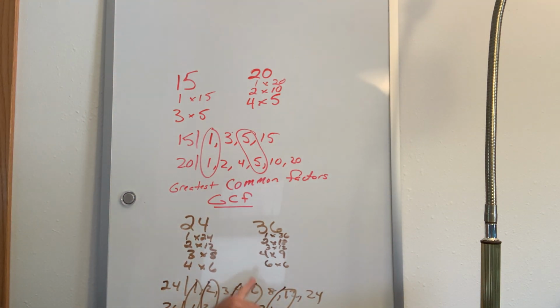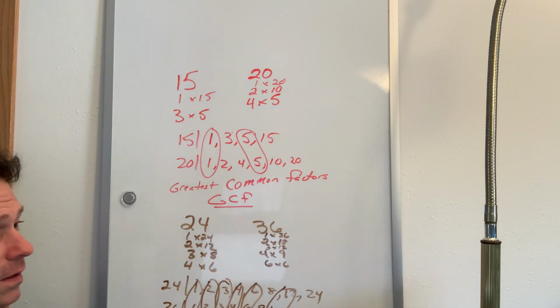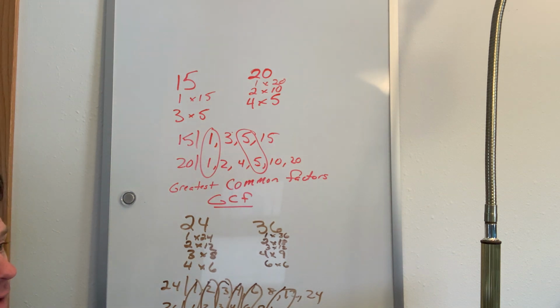1, 2, 4, 6, and 12. Now if we're talking... Missing 1. There's a 3. Yeah. Oh, I missed 3. Okay. Thank you. Sorry. 1, 2, 3, 4, 6, and 12.